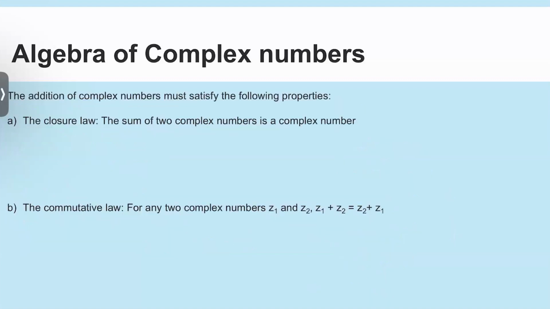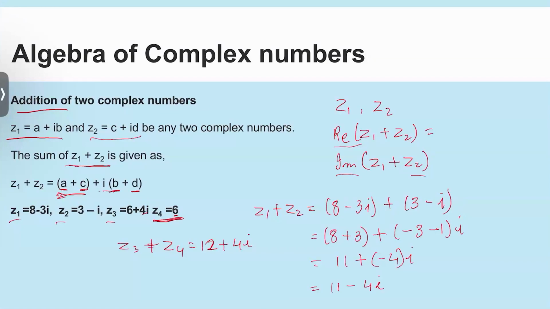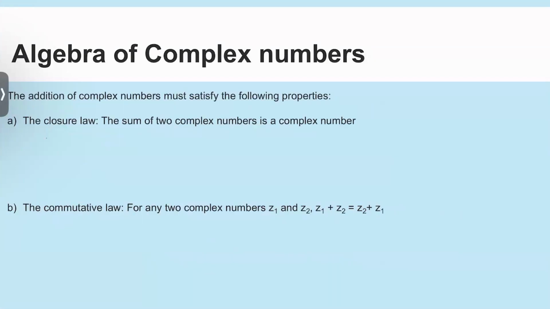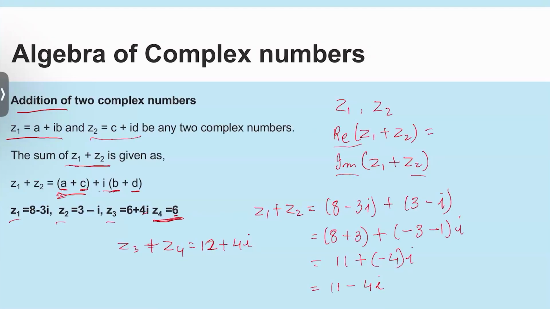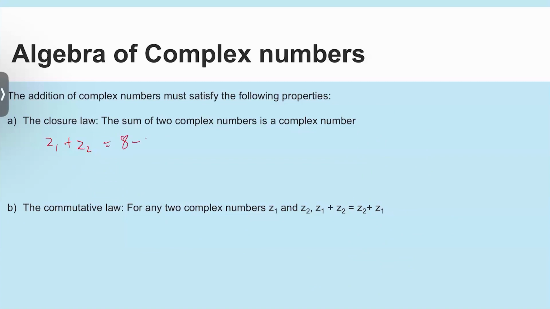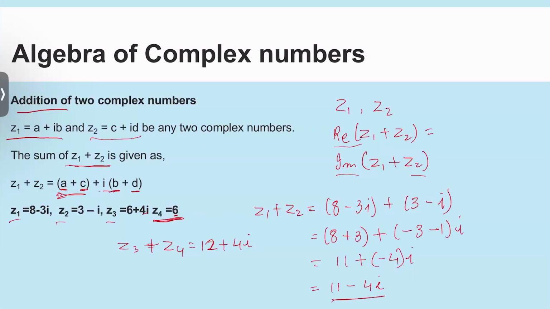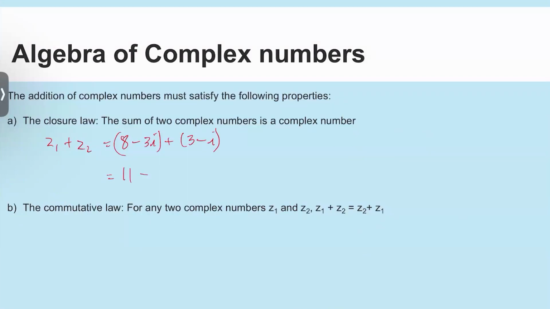Now, some properties that it has to satisfy for the addition to be valid. As you saw, if we take Z1 plus Z2, where Z1 was 8 minus 3i and adding Z2, which was 3 minus i, the result that we got was 11 minus 4i. As you can see, this itself is in the form of a complex number.